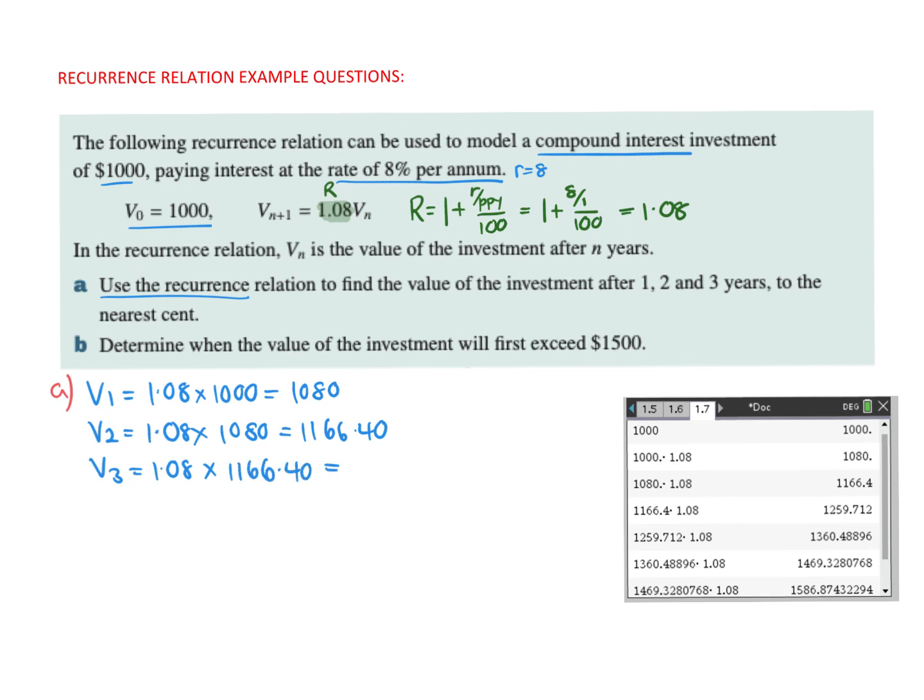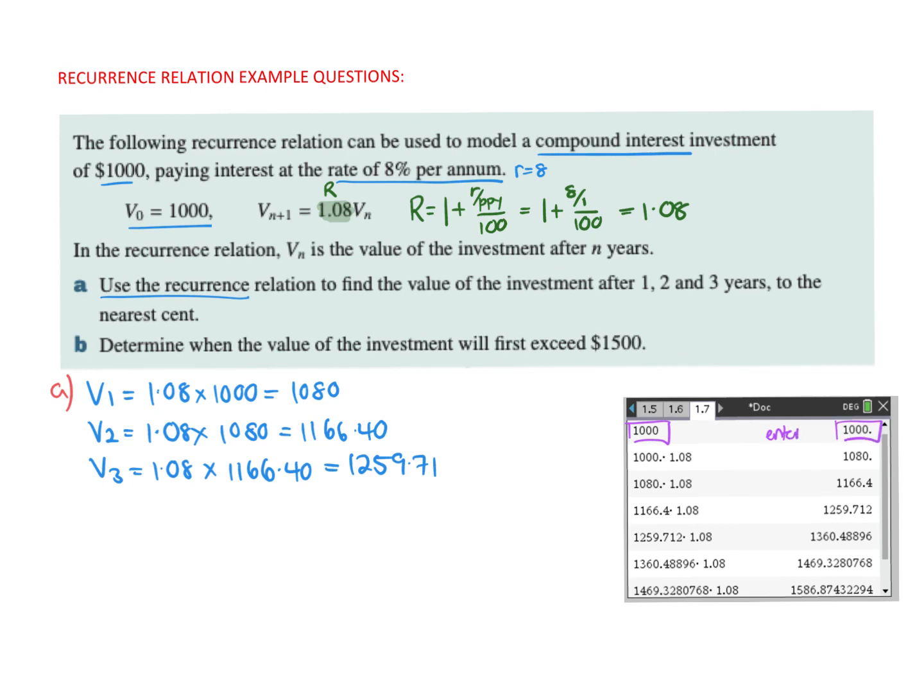And that one equals 1259.71. All right, so you must show that to get your marks. Now, just to remind you how you can do it quickly on your calculator to get those values. So remember, we type the first one in and we press enter, and you end up with the 1,000 sitting over there.